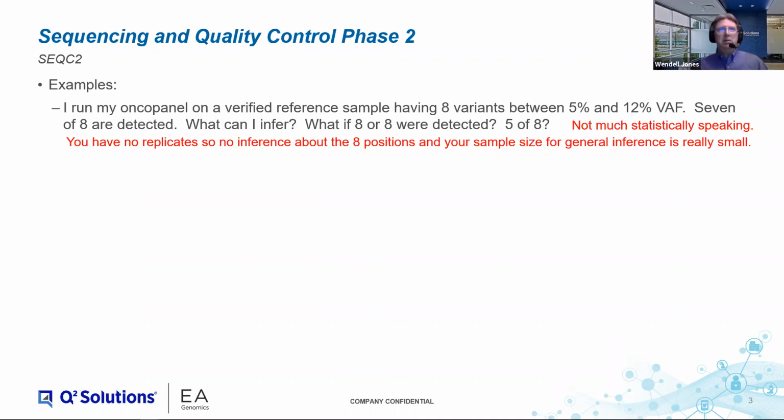What can I infer? What if I detected all 8? What if I only detected 5 of the 8? And the answer is, I really can't infer much, statistically speaking. We don't have any replicates, so there's no inference about the 8 positions themselves. And our sample size for general inference about all positions is just really small.